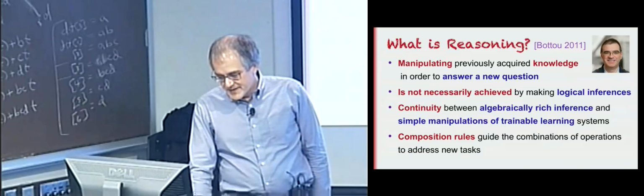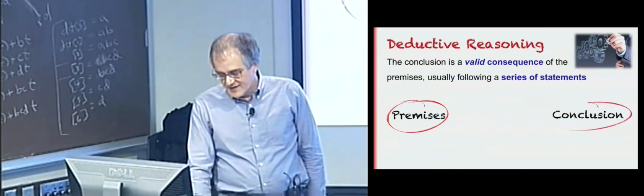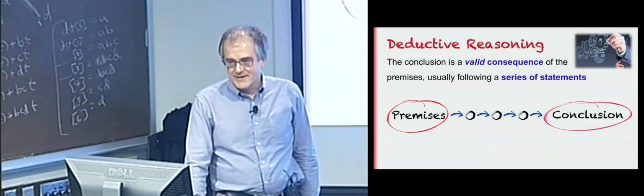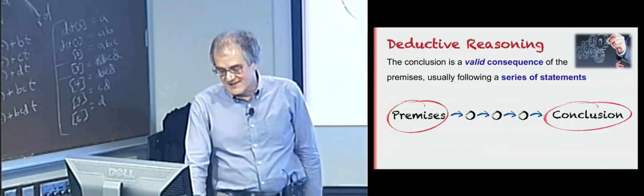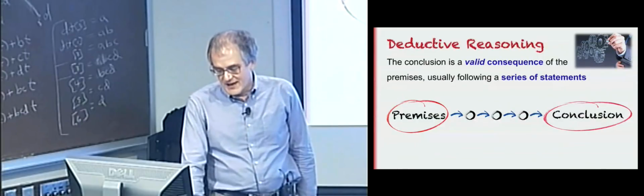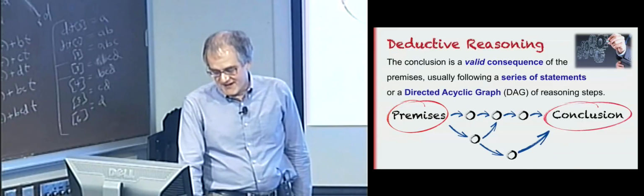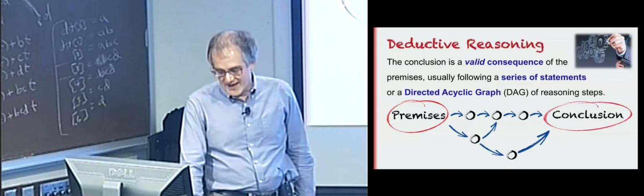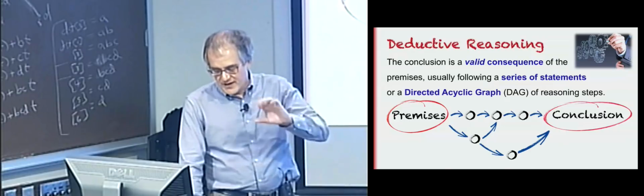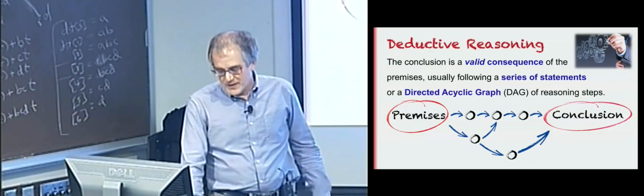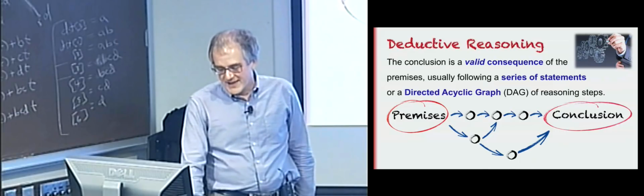Okay, so in particular, there are different kinds of reasoning. The classic form that you first learn in logic class is deductive reasoning, where you start off with some premises and you go through some steps and you get to a conclusion. It doesn't have to be a linear sequence. You can combine them together in a kind of directed acyclic graph, composing bits of knowledge to come to a conclusion. And what we'd like to do maybe is something more like that.